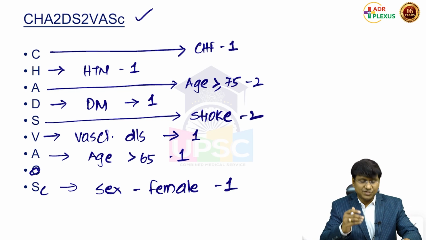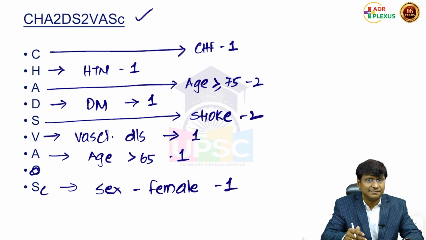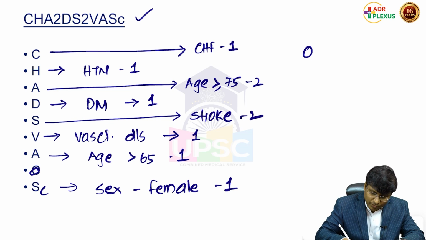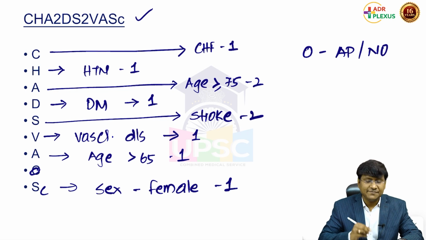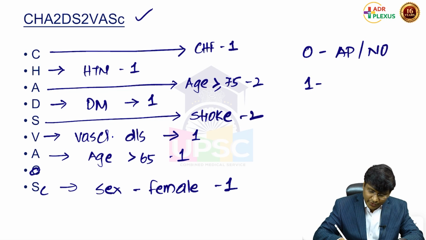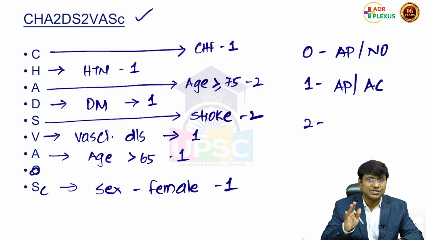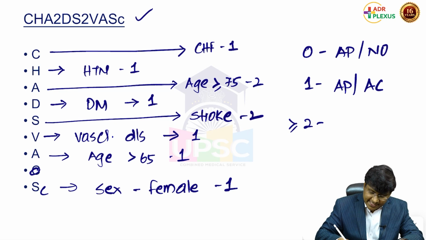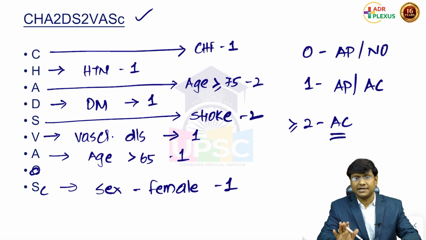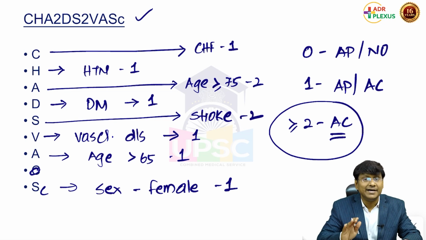Okay. So if CHA2DS2-VASc scoring system is 0, we give antiplatelets or no drug. If CHA2DS2-VASc scoring system is 1, then you need to give the antiplatelets or the anticoagulants, right? And if the CHA2DS2-VASc scoring system is more than or equal to 2, then definitely you need to give anticoagulants, right? Okay. So this is about your CHA2DS2-VASc scoring system, right?